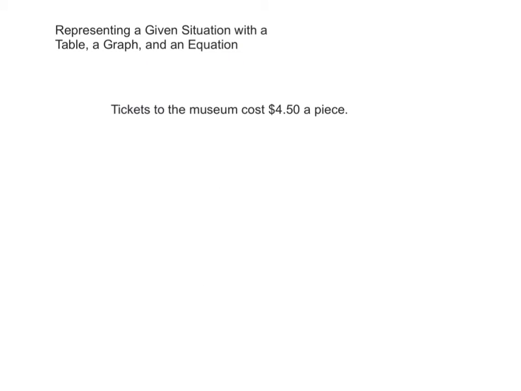We may be asked to represent a given situation with a table, a graph, and an equation. Here's a situation we talked about previously in class. This idea that there are tickets to a museum that cost $4.50 a piece. And I'm going to go through and just show you what we mean by representing it in a table, a graph, and an equation.